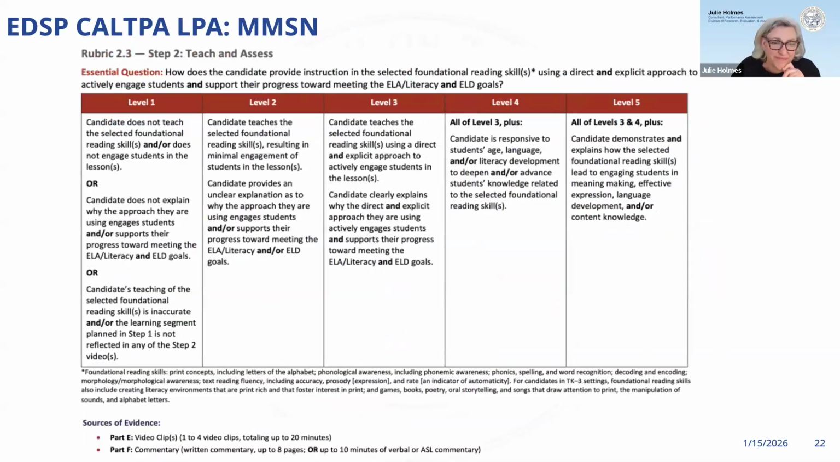All right, Marissa? All right, so taking a look at the LPA for MMSN, rubric 2.3, this is again in teach and assess. So this is the part where your evidence are the 1 to 4 video clips up to 20 minutes, and the commentary can either be written or verbal ASL commentary.